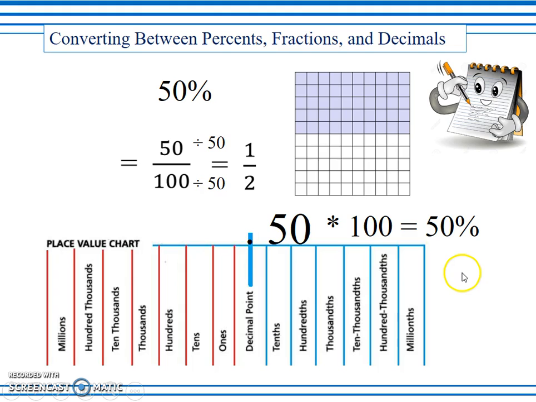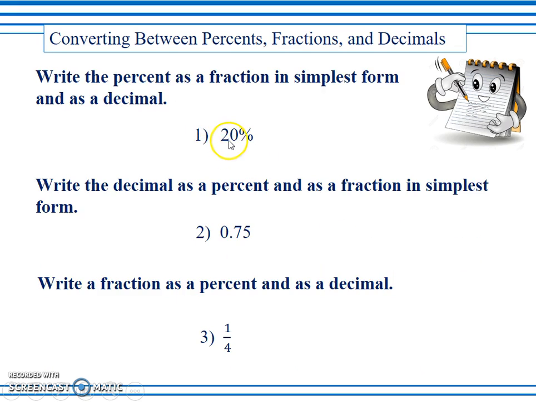So let's have you try some of these. Make sure you've taken good notes, and here we go. For the first one, you're given 20%, and you're asked to write the percent as a fraction in simplest form and as a decimal. For number 2, you're asked to write the decimal 75 hundredths as a percent and as a fraction in simplest form. So go ahead and try that. And last, you're given the fraction 1/4, and you're asked to write that as a percent and as a decimal.